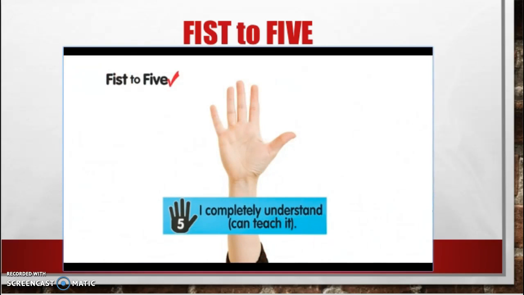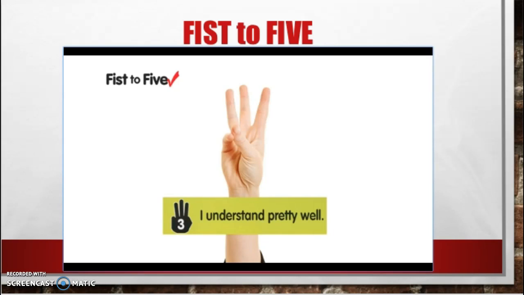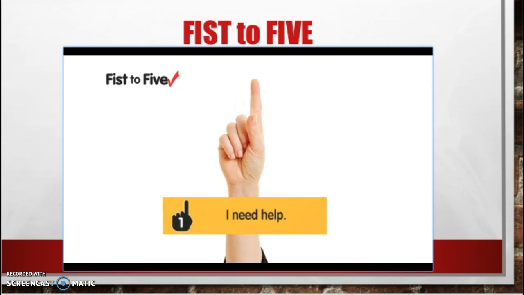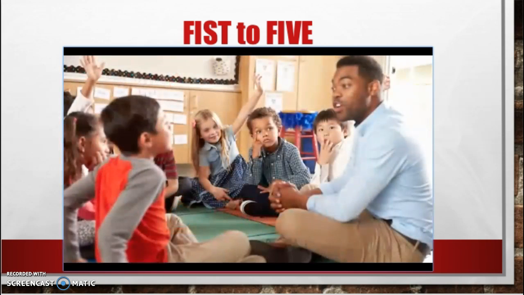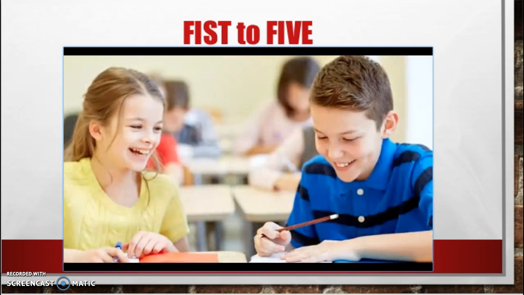5 fingers mean the student understands completely. 4 fingers mean the student mostly understands. 3 means the student understands pretty well. 2 fingers mean the student needs more practice and examples. 1 finger means the student needs help. And a fist means the student doesn't understand at all. Teachers can instantly assess the student's level of comprehension, or pair a student who understands the concept with another who needs some help.